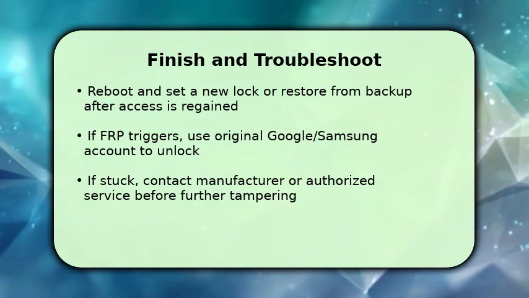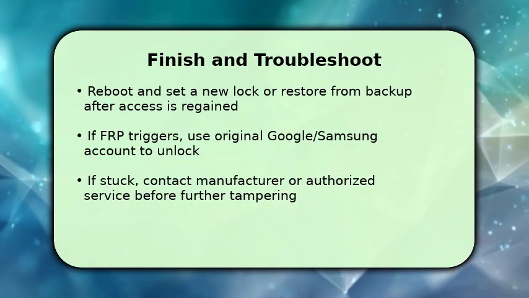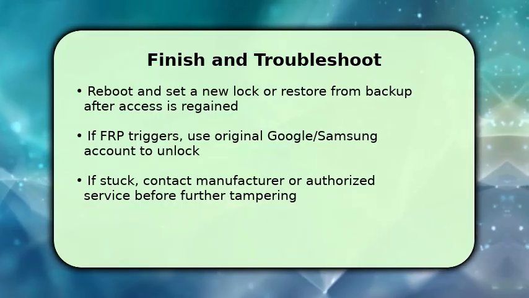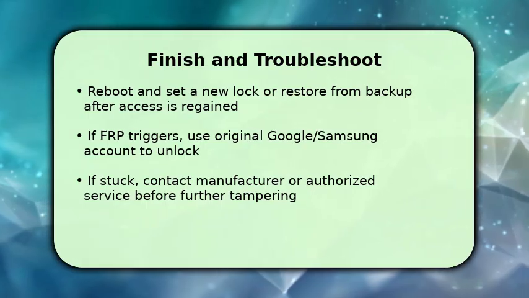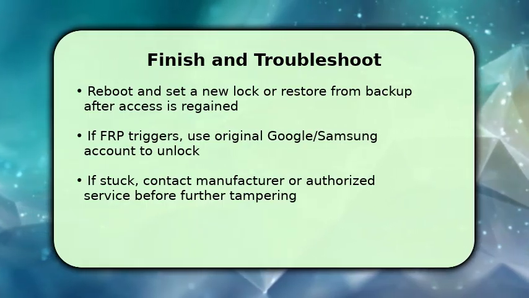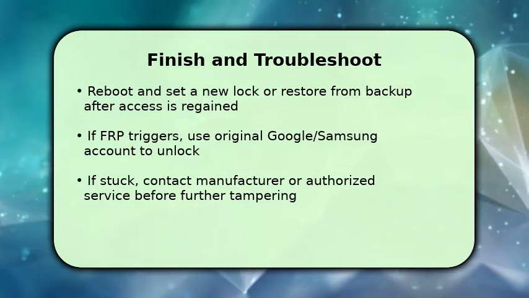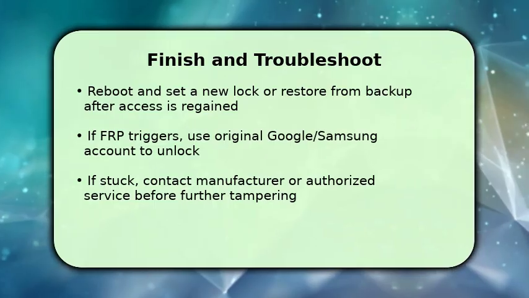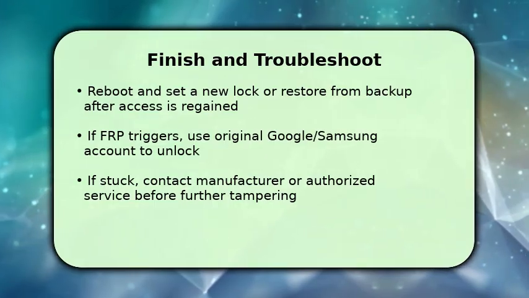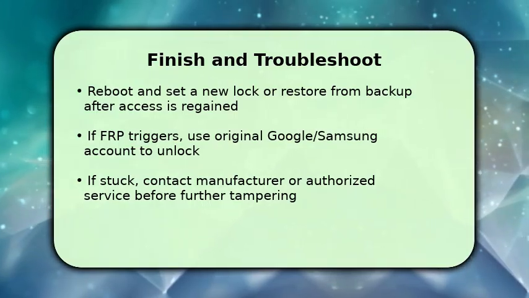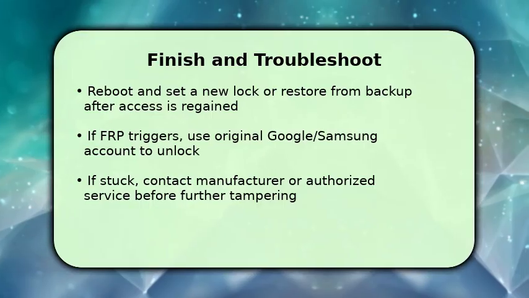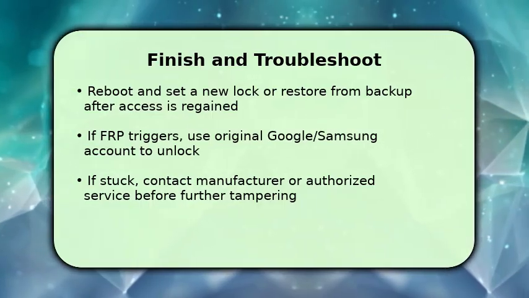If factory reset protection activates, you must sign in with the original Google or Samsung account. This is why account credentials are critical. If you remove the pattern via ADB but face boot issues, clear cache in recovery and try again. If none of these steps work, stop and contact the device maker or an authorized service. Continued tampering can brick the device or void warranty, so seek professional help.